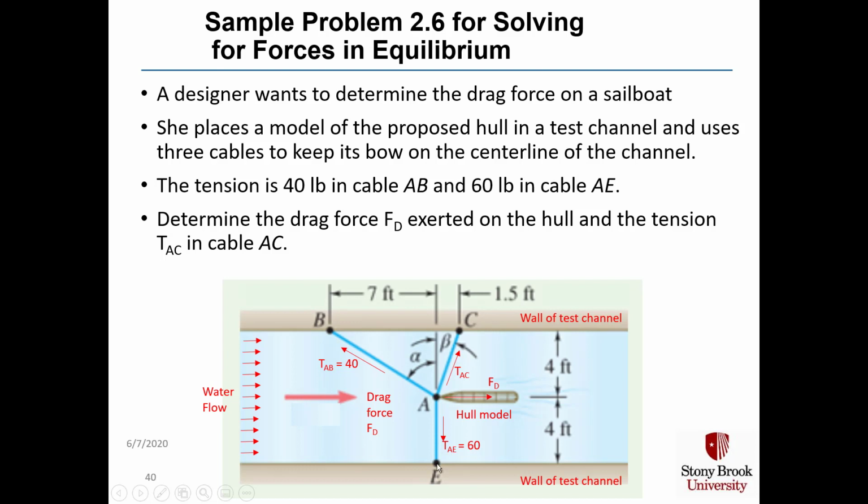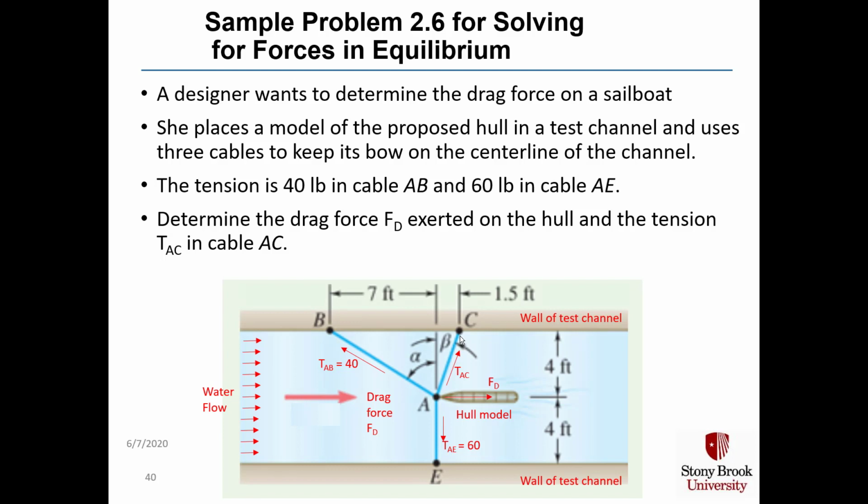And we want to determine the drag force, F sub D, exerted on the hull, meaning the force of the water flow resisting the sailboat from moving forward. And we want to find the tension T sub AC in the cable that connects point A to point C. We have some critical dimensions that are shown.